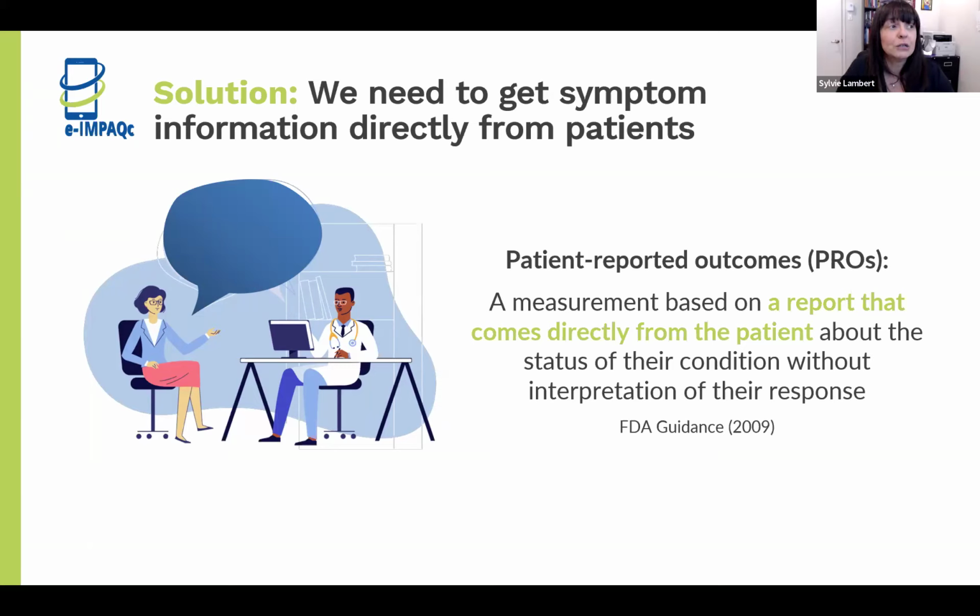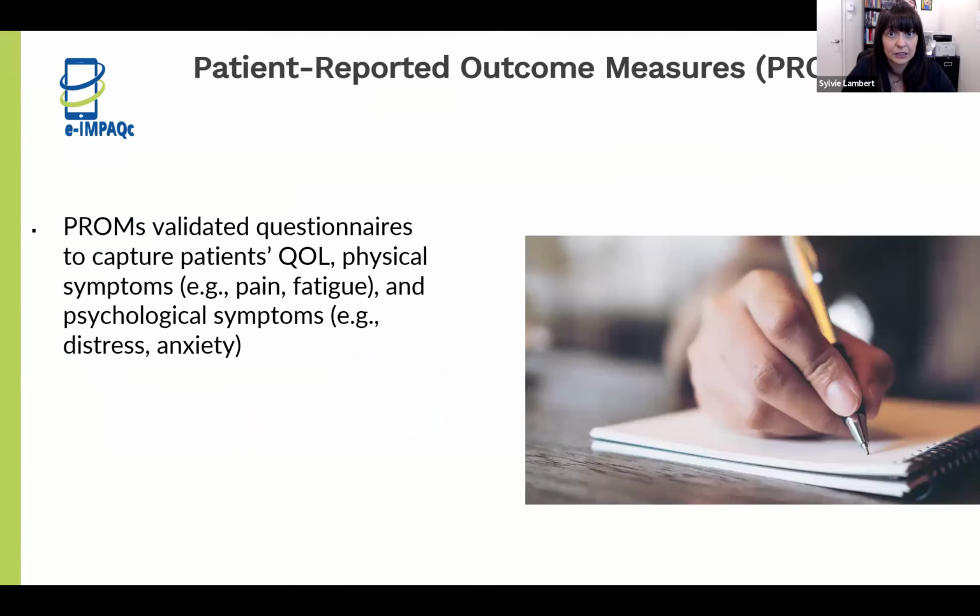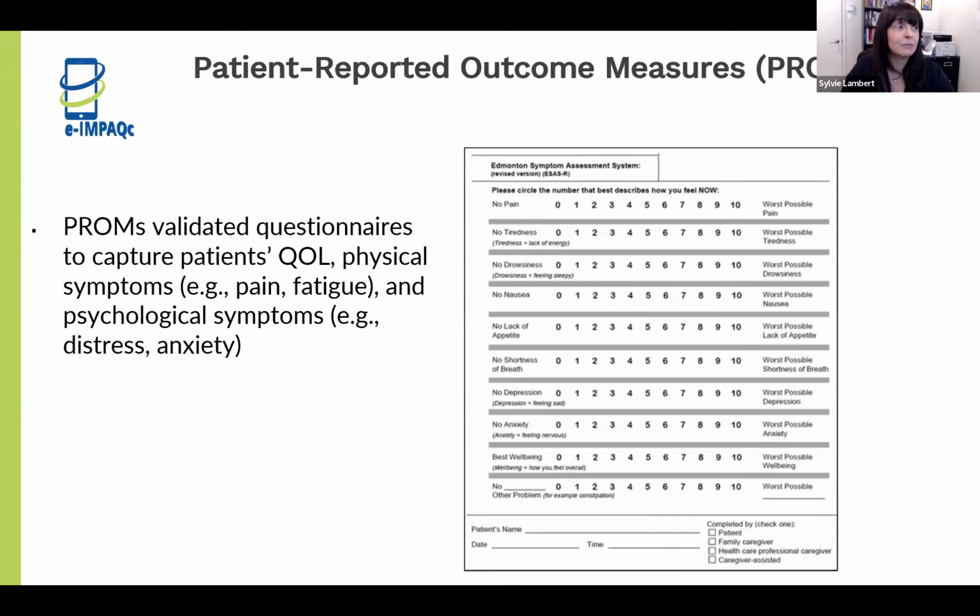So our solution: patient-reported outcomes. What are patient-reported outcome measures? It's a measure based on a report that comes directly from the patient about the status of their condition without interpretation from the clinician. This is an example that we use in oncology, the Edmonton Symptom Assessment System. We've used the ESAS for decades.